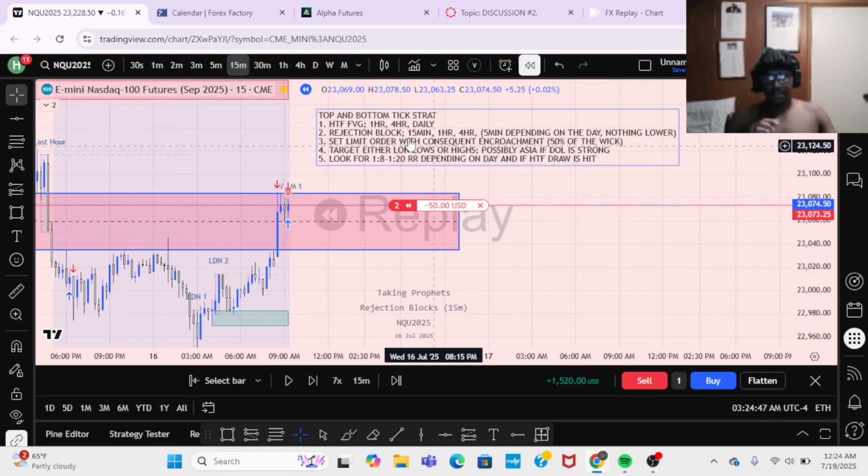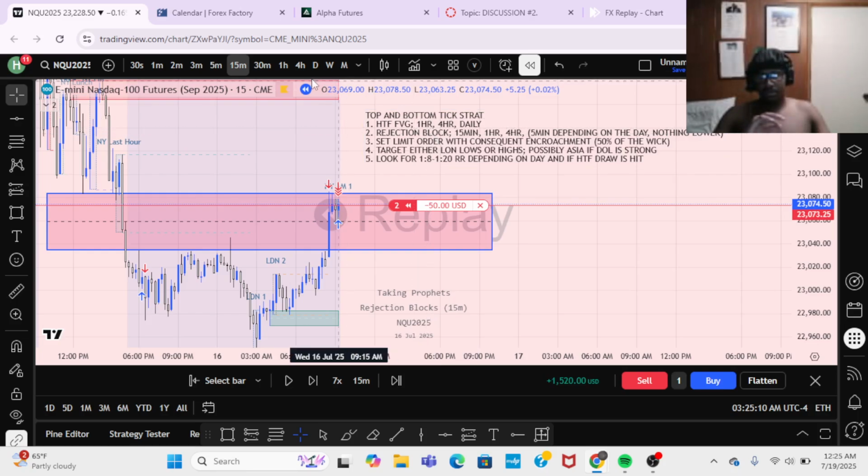Another thing that you want is a rejection block between the 15 minute and all the way towards the 4 hour. 15 minute, 1 hour, 4 hour, those are the best three. Now I feel like the lowest I'll go is maybe the 5 minute, nothing lower, because sometimes it's not really definitive. You always have to look at the higher time frame. Higher time frame is always going to be the best.